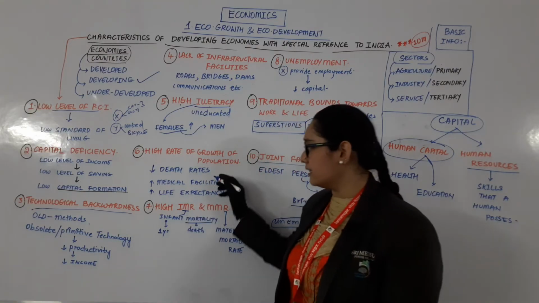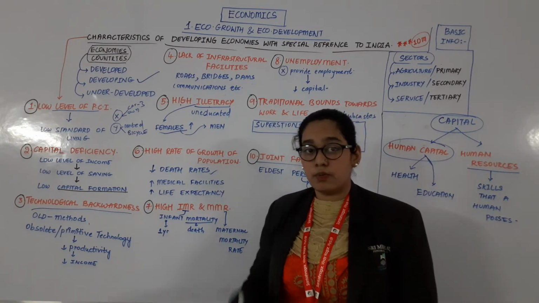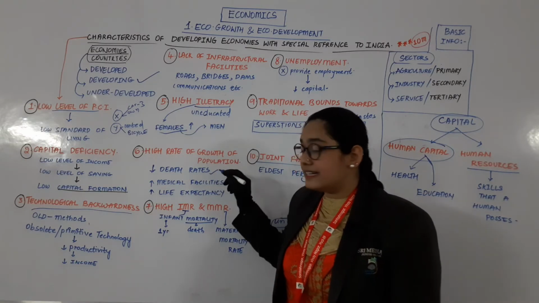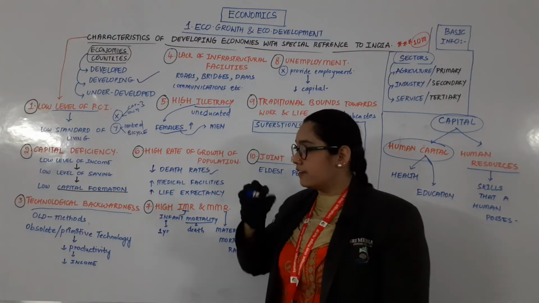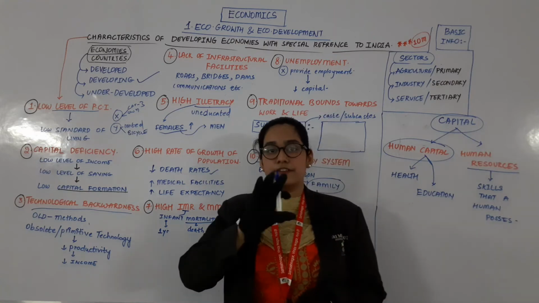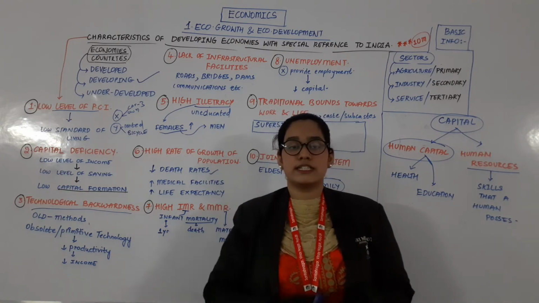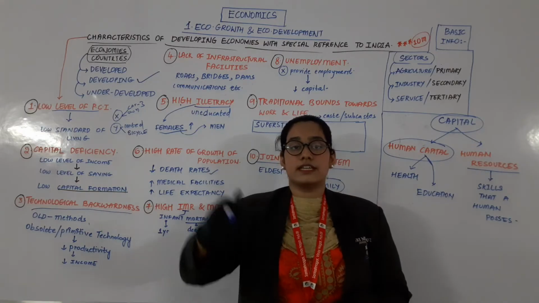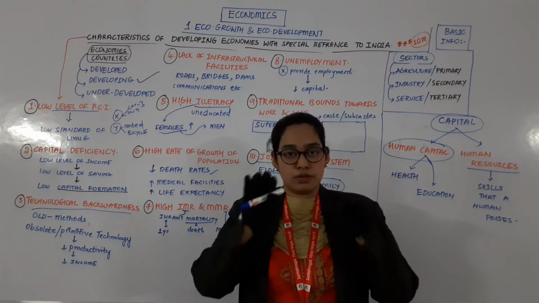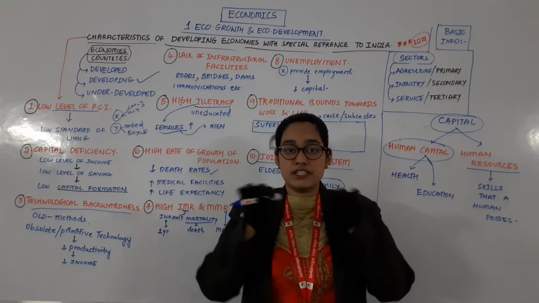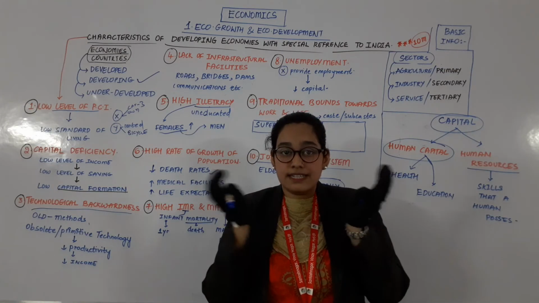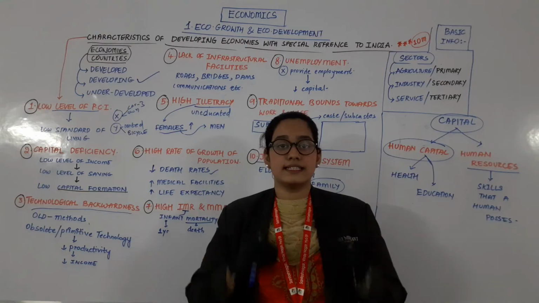Why? The reason is low death rates. Why are the death rates low? Please listen to this carefully. Why are the death rates low? Because we are improving our medical facilities. In hospitals, the facilities, the infrastructure, the machines, doctors, everything is improving, because of which they are taking good care of the patients. So the death rate is down. That means when no person is dying, everyone is surviving. When everyone is living, that means the population is increasing.